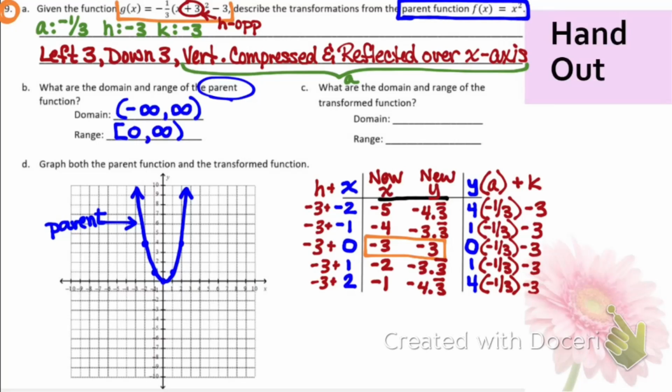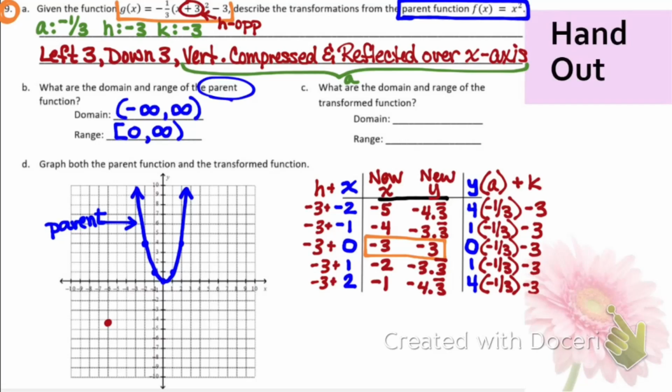I'm ballparking with my fractions because I need to just estimate where they're going to show up on my graph. So negative 5. I know where to go to negative 5 on the x-axis. That's right here. And then it's negative 4.3. Here's negative 5, negative 4. If I wanted negative 4.3, it's going to be just a little bit below that.